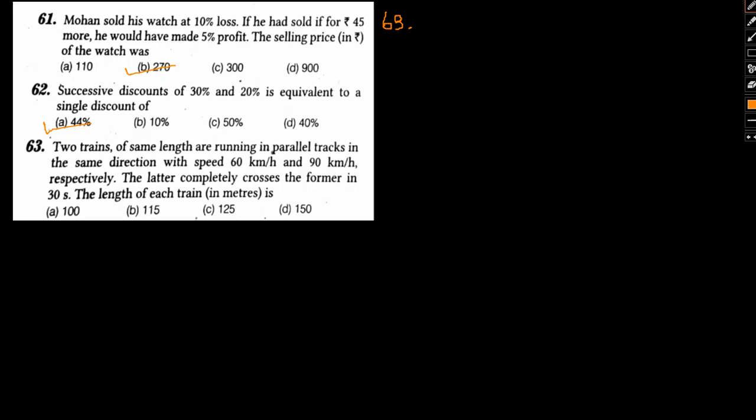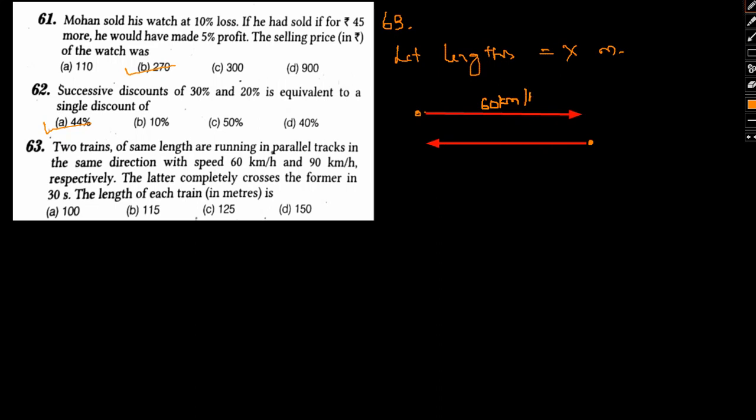So let the length be x meters. One train is running in this direction and another train is running in this direction. Say this one's speed is 60 km per hour and this one's speed is 90 km per hour. So let me convert the same into meter per second.